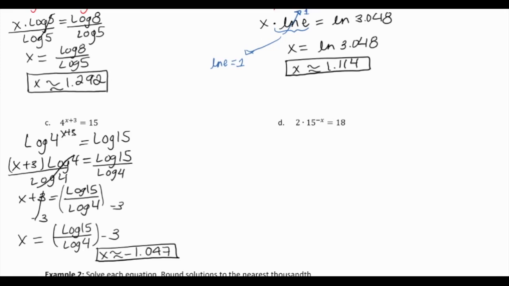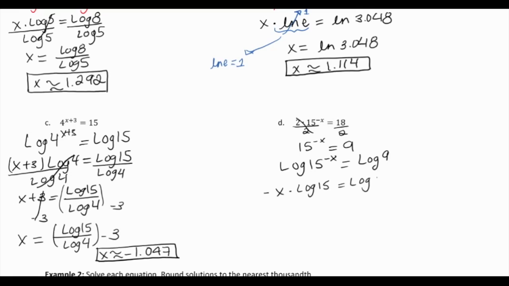Now for example D, we need to isolate our exponential expression. So the first thing we do is divide both sides by 2. Now we have 15 to the negative x equals 9. Take the log on both sides. So log of 15 to the negative x equals log of 9. Apply the power property of logs. So this is going to be negative x times the log of 15 equals the log of 9.